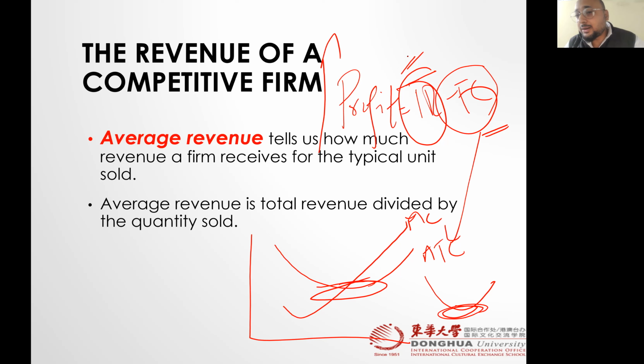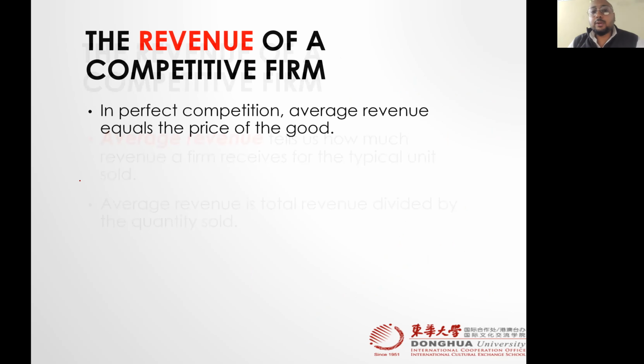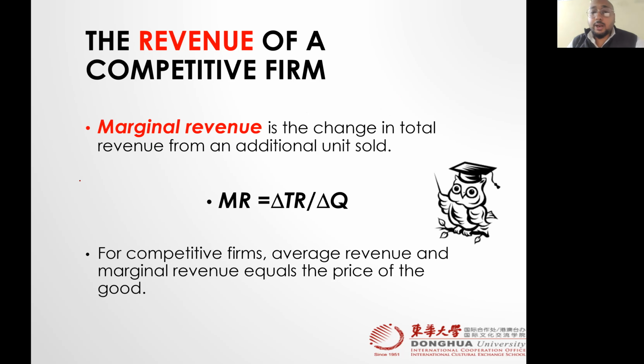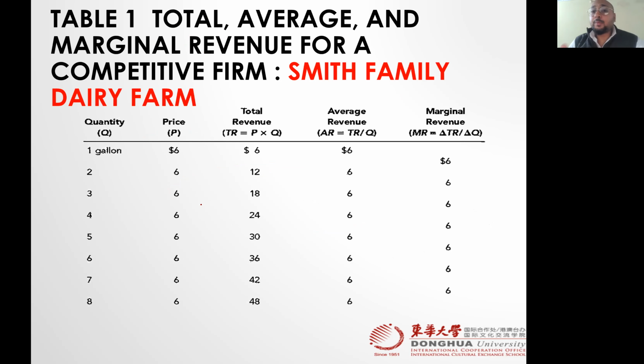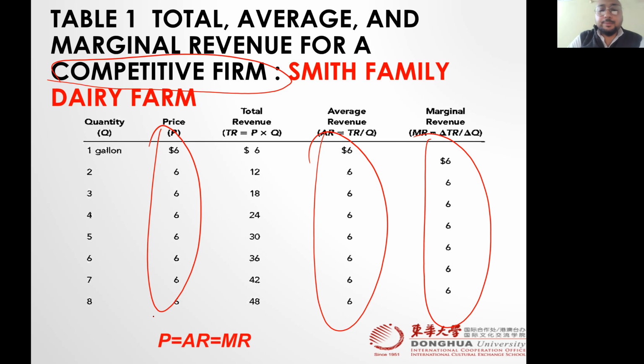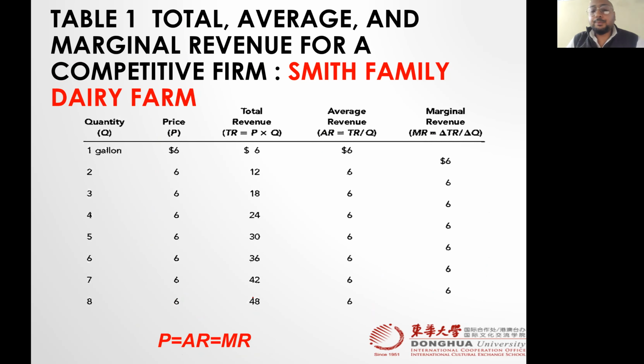But when we consider price in the market, then we also consider the revenue. So what are the two major curves for revenue? We talked about average revenue, and we talked about marginal revenue, the change in total revenue divided by change in quantity. And when it comes to the characteristics of a competitive firm, remember price is equal to AR is equal to MR.